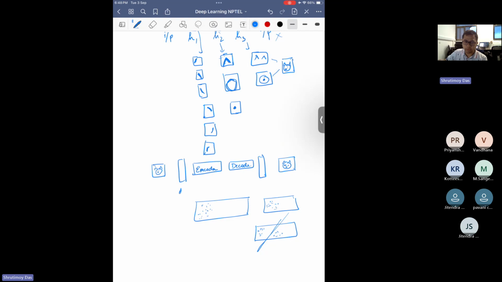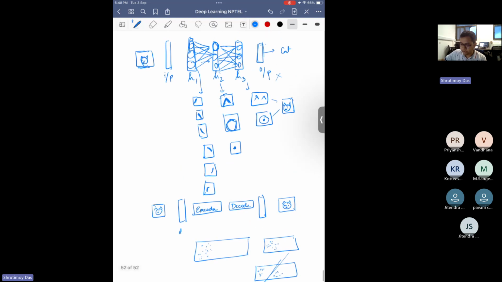So is the intuition clear? Actually, there are papers which have implemented this and saw that this is what actually happens. First, it will learn these low-level features, then progressively it will try to learn the high-level features.